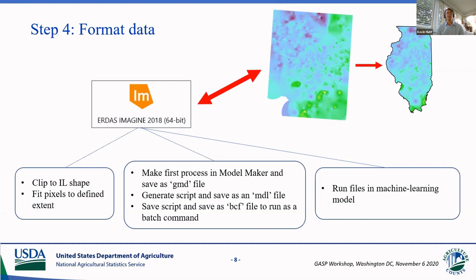It's a GMD file. Then you can generate a script, which is an MDL file, and you can edit it to have an in and an out file. Then that's called, and you save it as a batch command file. That will then allow you to loop over all of these files, and it can make those shapes, like you can see in the upper left, all fit. And then all your data is ready to run in the machine learning model.